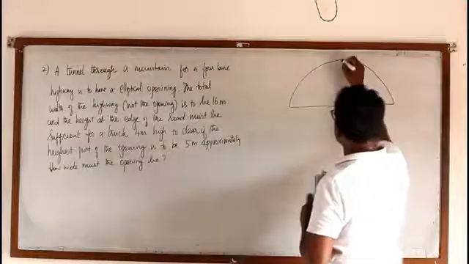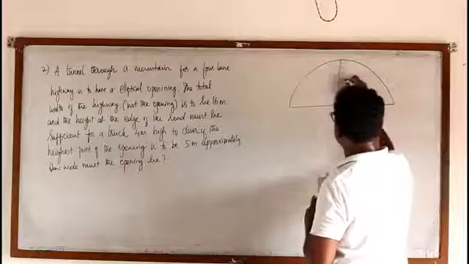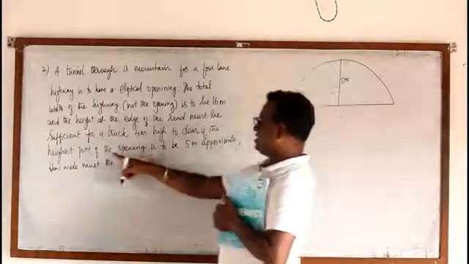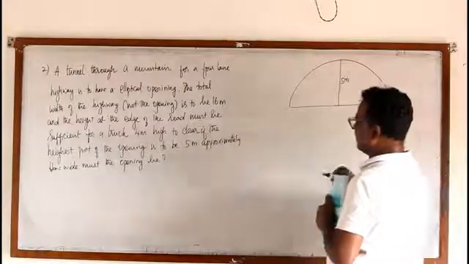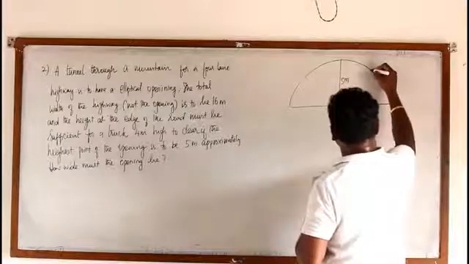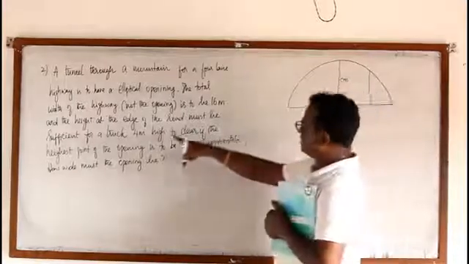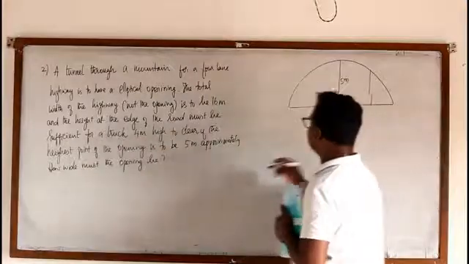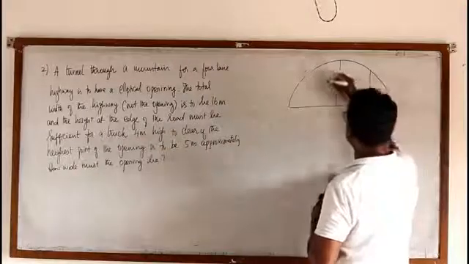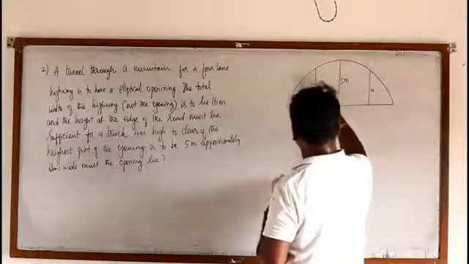Now, the center is the maximum height, which is 5 meters. This was the highest point of the opening, 5 meters. Then there is an opening of height 4 meters. The height at the edge of the road must be sufficient for a truck to enter. So 4 meters, and this is also 4 meters.